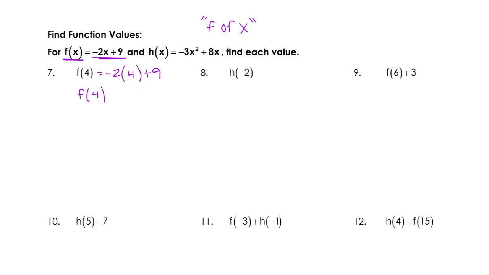Now, I am going to keep that f of 4 equals -2 times 4 would be -8, and then plus 9. My final answer here would be f of 4 equals -8 plus 9 would be 1. This would be my final answer.